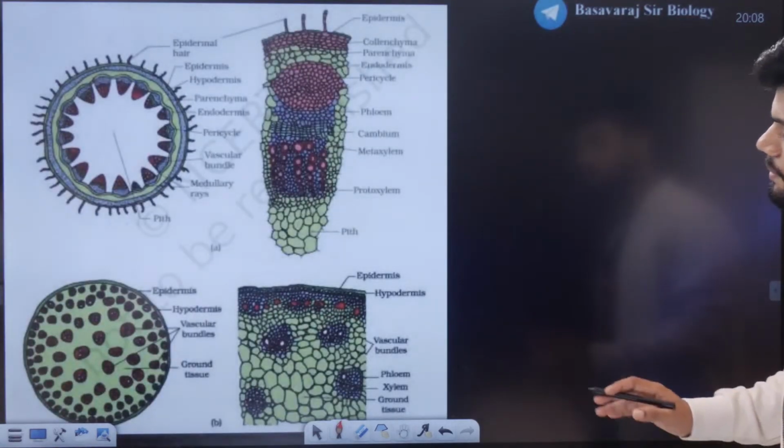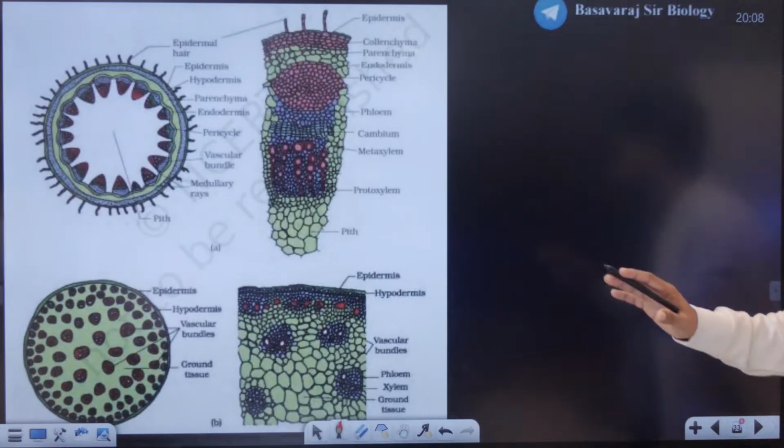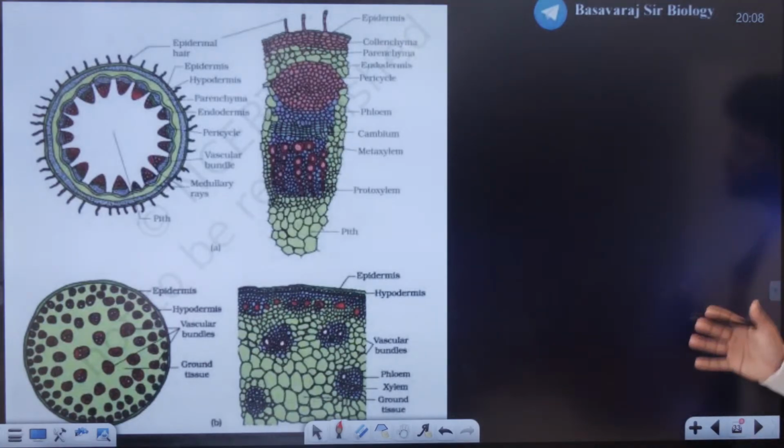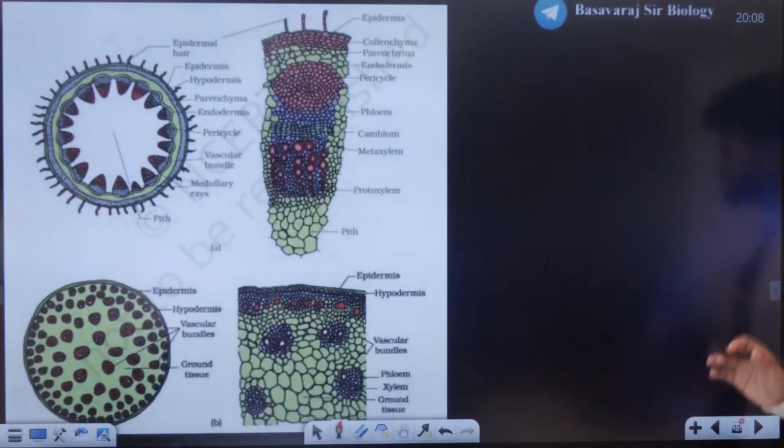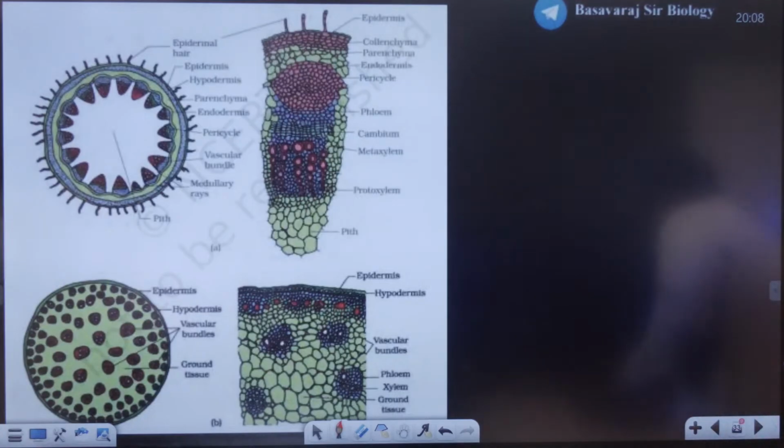Now tell me, students, this particular section, is it for a root? Obviously not. Is it a stem or leaf? Quickly go. Stem or leaf?